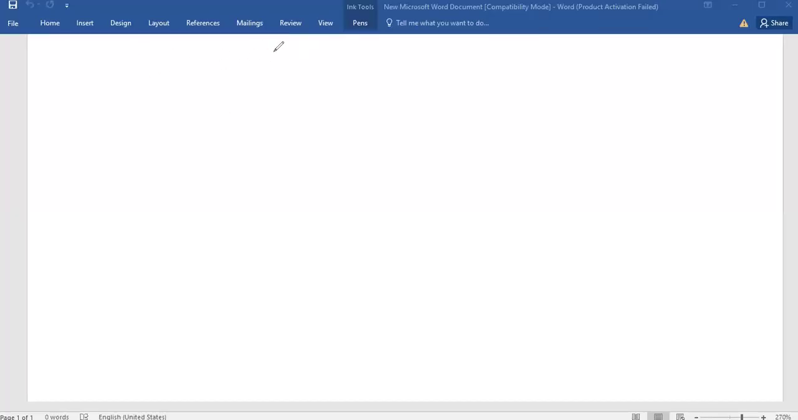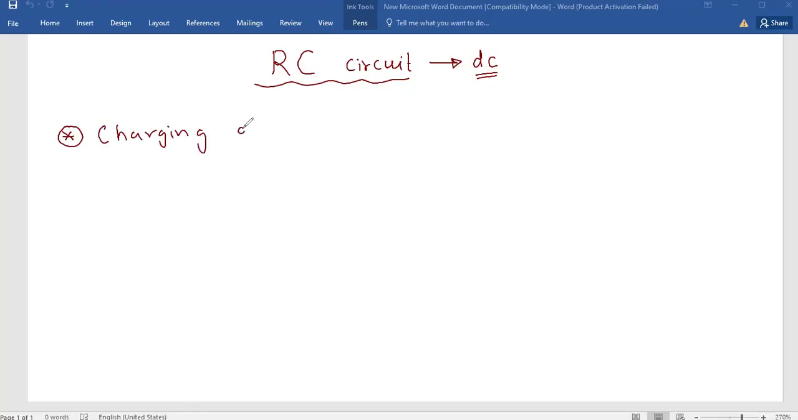So we were doing RC circuit analysis. RC circuit analysis is being done in two contexts. One is AC, another is DC. What we were doing was DC circuit analysis. Last class we discussed the charging of a capacitor, and we have seen some expressions that we will just recall here.